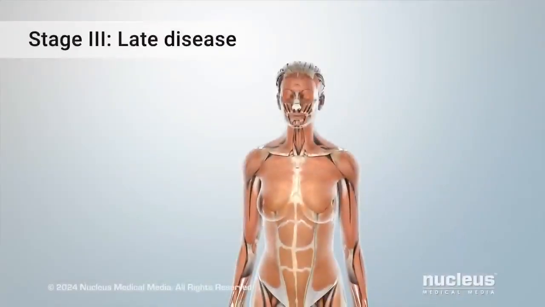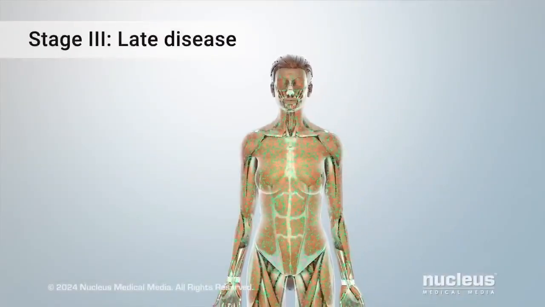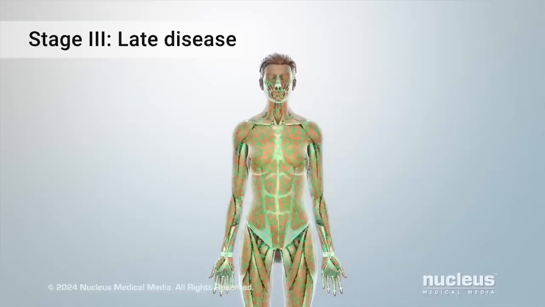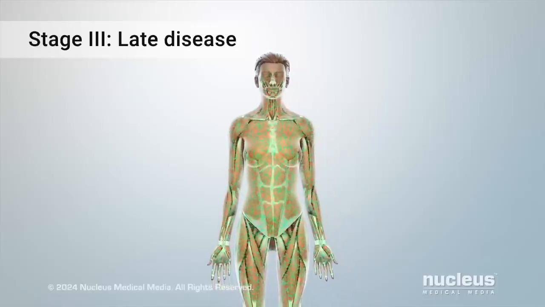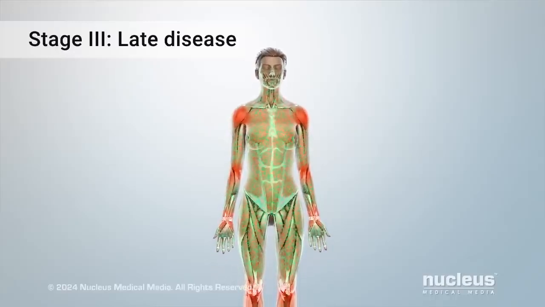If not treated, the disease can progress to the late stage. During this stage, the infection can spread throughout your body. This happens months or years after the bite. Muscle and joint symptoms are common in this stage.